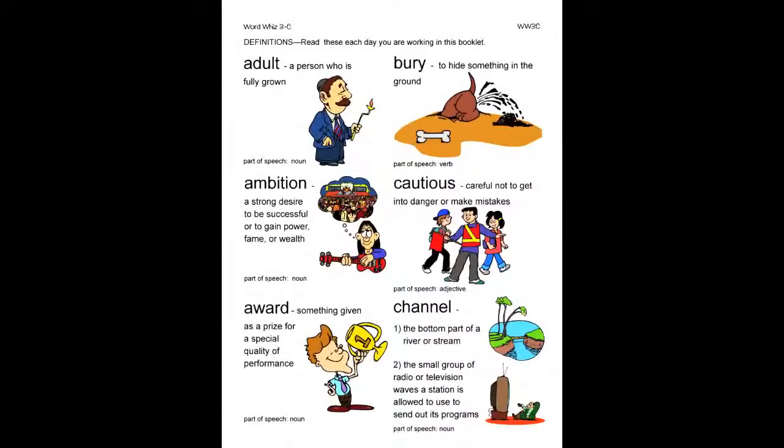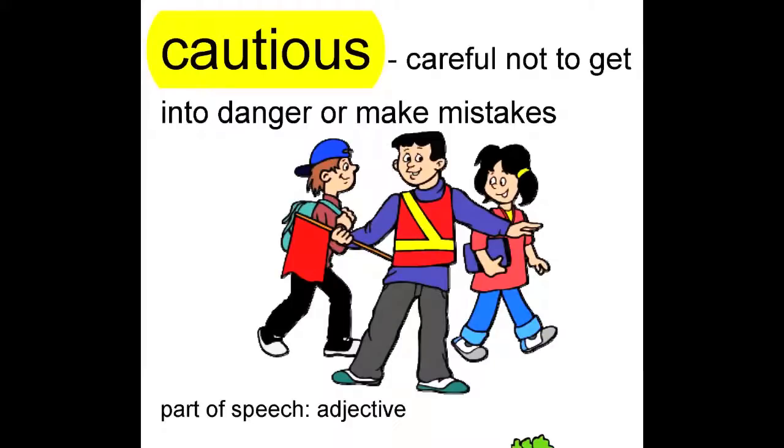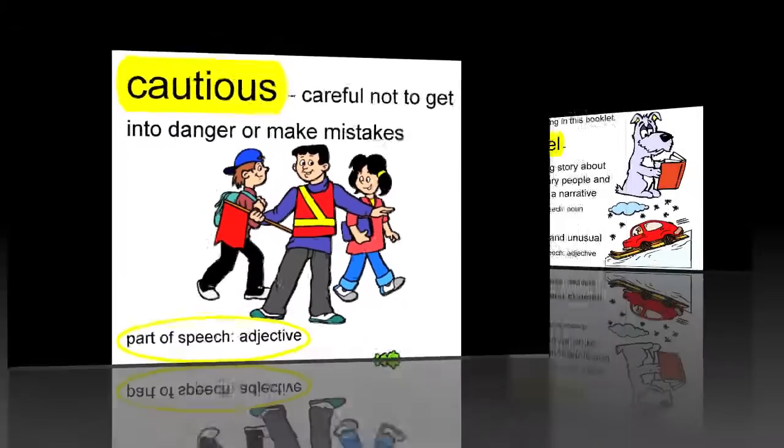On the first 2 pages of this booklet, you will find a list of this booklet's definitions. It is important to read these every day you are working in this booklet. Let's read some together. Cautious. Careful not to get into danger or make mistakes. Part of speech is adjective, since cautious is a describing word.